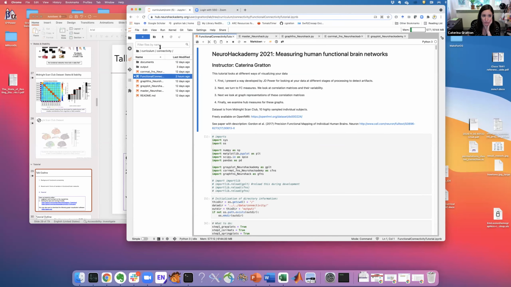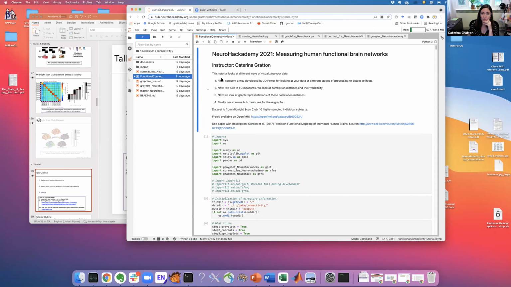I think it's in your Jupyter Hub within curriculum and then connectivity. And so there's a bunch of files within here. The one you want to start with is called functional connectivity tutorial. It's the Python notebook, although the other files may be relevant for you to look at as well. So feel free to dig around as is useful for you.